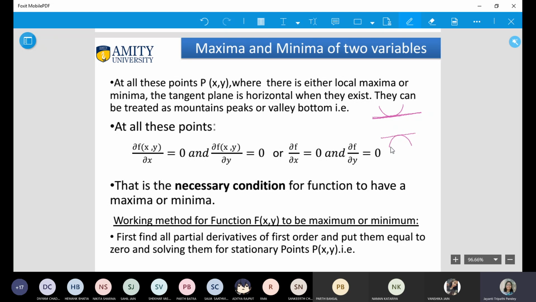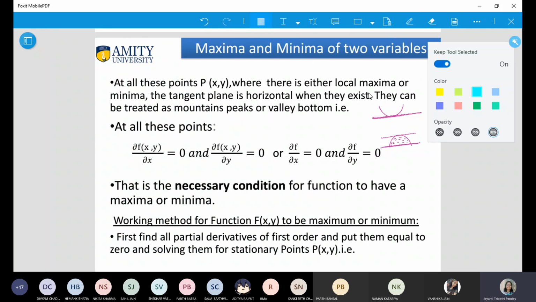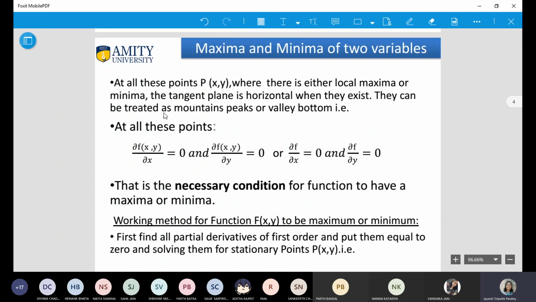Now this is a 3D figure. You can think of a ball, a half hemisphere. That's a 3D picture, half hemisphere. And then you are trying to draw a plane. That plane will be a horizontal plane, horizontal to the base. All right. The tangent plane is horizontal when they exist. They can be treated as mountain peaks or valley bottoms. This is not necessary to say, you just understand what I mean.